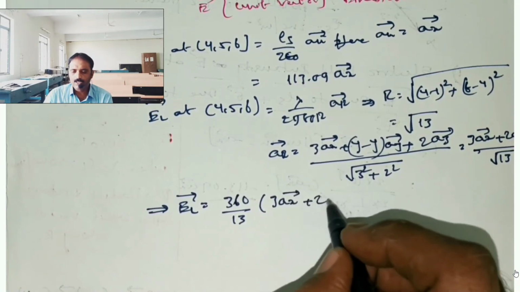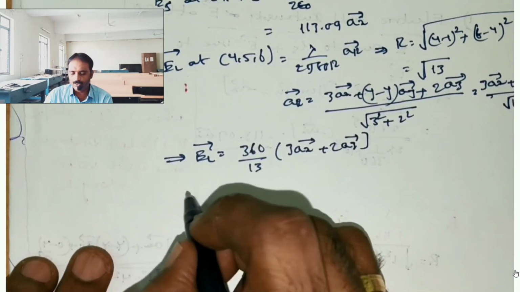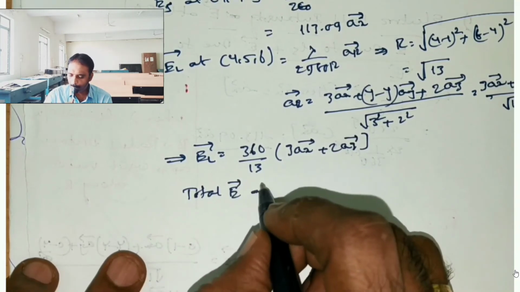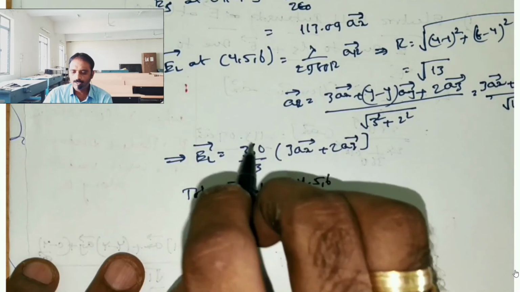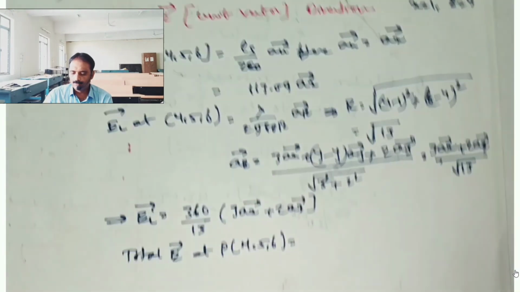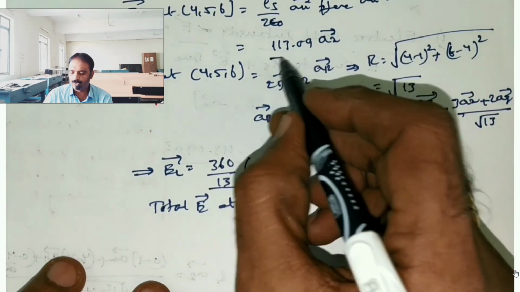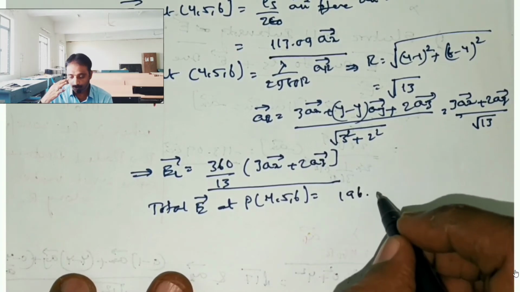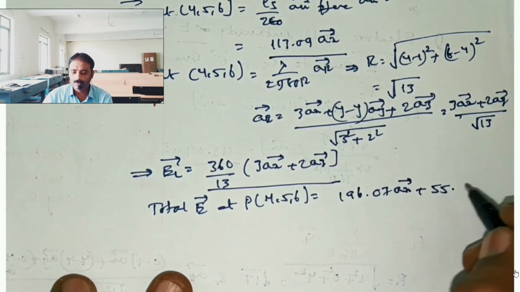This is the electric field intensity at point 4, 5, 6 due to the line charge, and the total electric field intensity at that point is the addition of the two electric field intensities. Adding those two, we are going to get 196.07 AX bar plus 55.38 AZ bar volts per meter.